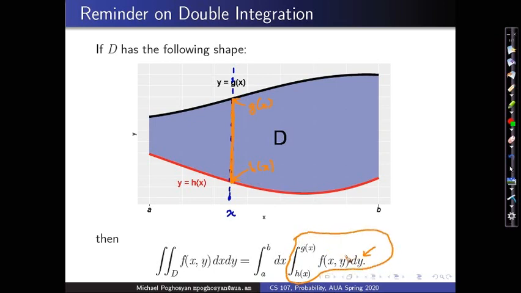In this integral, y is the only variable, so x is constant, x is fixed. I'm integrating with respect to y and obtaining some function depending on x. Then I'm integrating that function from a to b with respect to x. So this is the method of iterated integration.